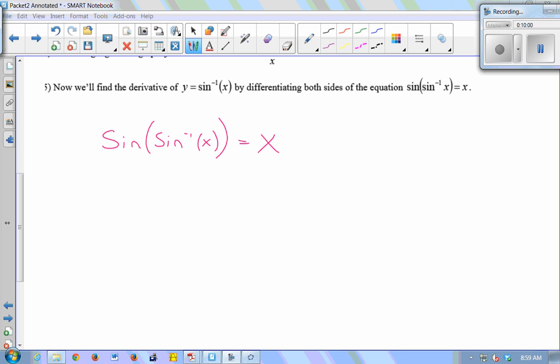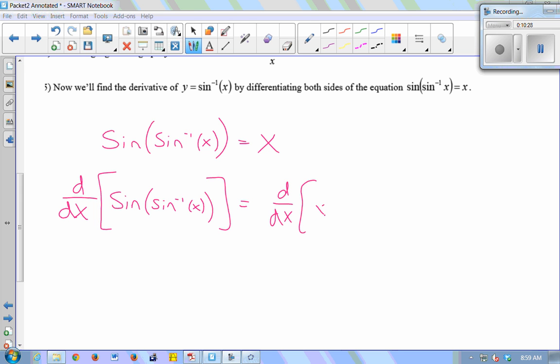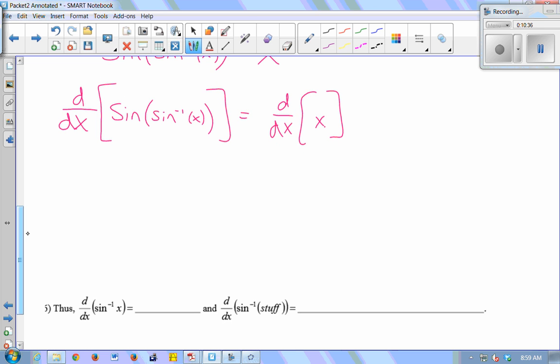Okay, so the beauty of starting with an equation, some statement we know is true, is that when you have an equation, you can do anything you want to both sides of it, as long as you do it to both sides. So I am going to take d dx of both sides. I'm going to take the derivative of both sides of this equation. The derivative of the right side is easy. What would that be? 1.